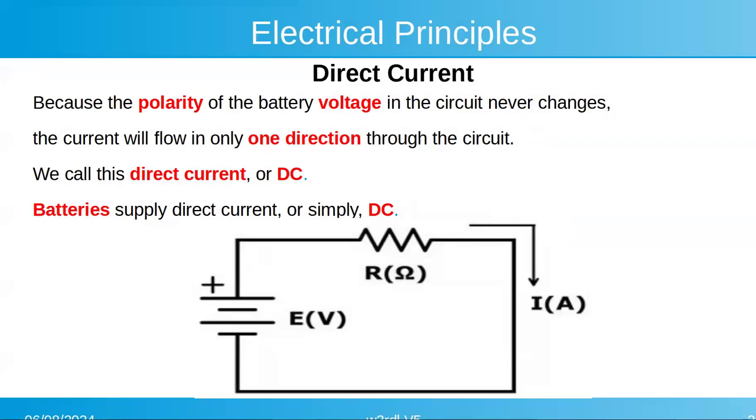Okay, so we talked about direct current. Because it never changes direction, that's why we call it direct current. And that's what you're going to get out of a battery or a DC power supply. Those are the most common sources.